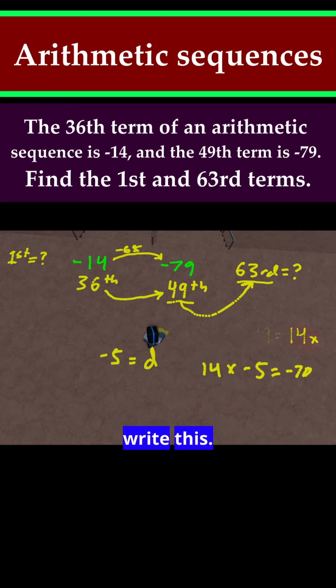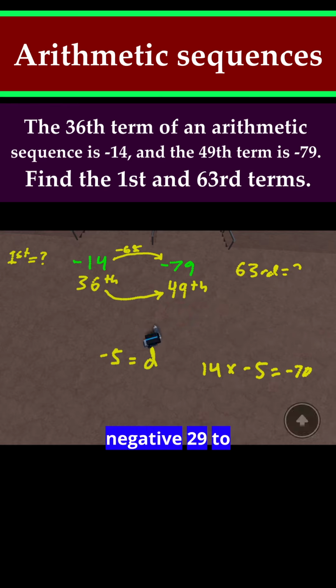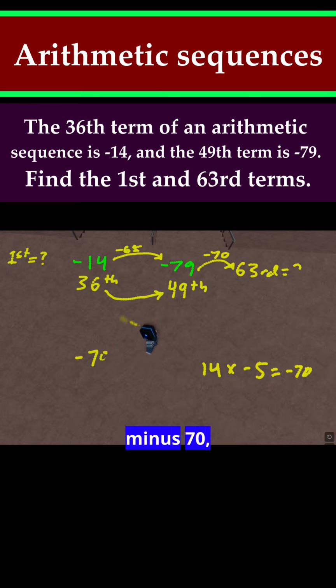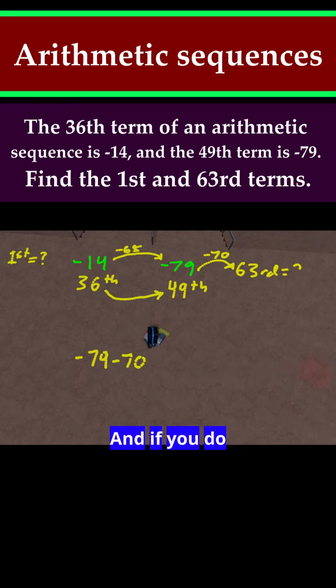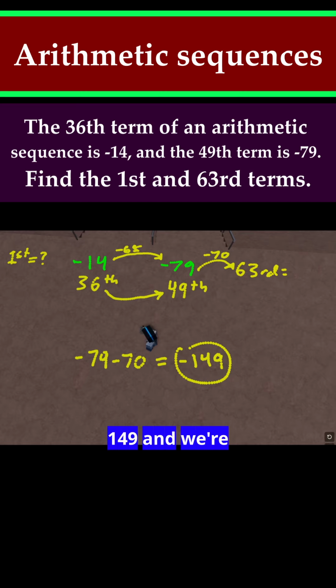So let me just write this. To go from negative 79 to the 63rd term, you have to subtract 70. And now just do negative 79 minus 70, because that's what I said we're going to do. And if you do that, that is equal to negative 149. Therefore, the 63rd term is just negative 149. And we're done with that part.